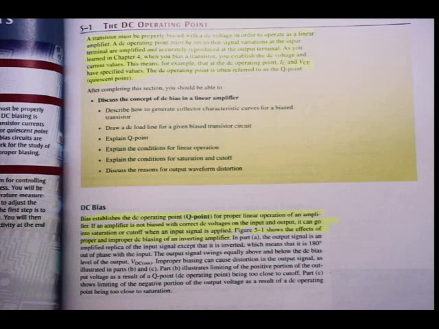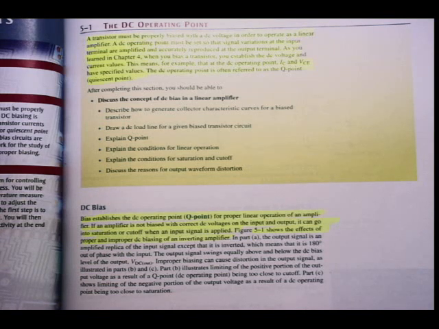Right, the transistor must be properly biased with a DC voltage in order to operate as a linear amplifier. A DC operating point must be set so that the signal variations at the input terminal are amplified and accurately reproduced at the output terminal. I want that microphone or that CD player that I'm playing, I want that small signal amplified so it sounds exactly the same and clear. Only it must be amplified. So that is linear amplification. There shouldn't be any distortion.